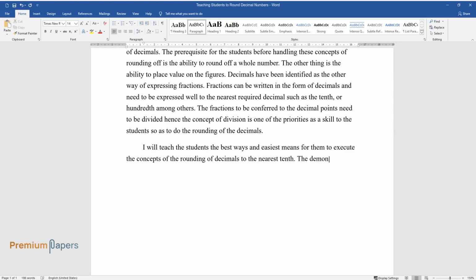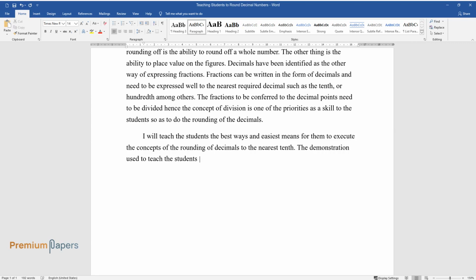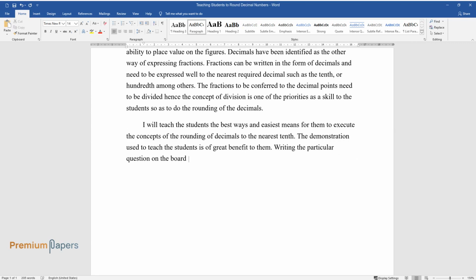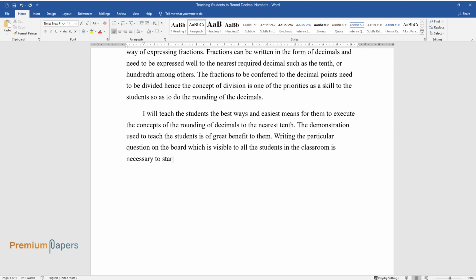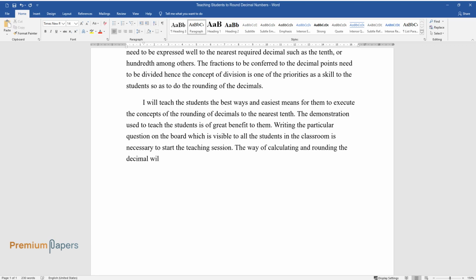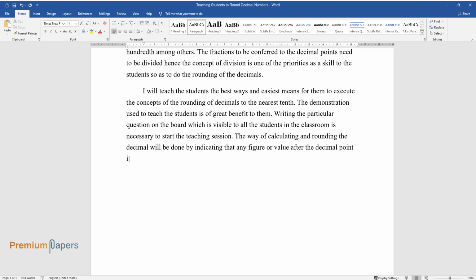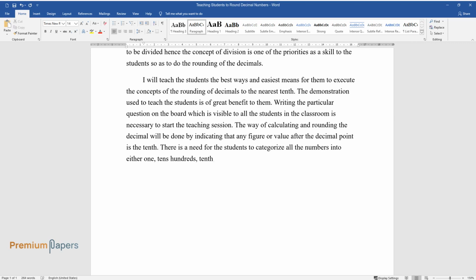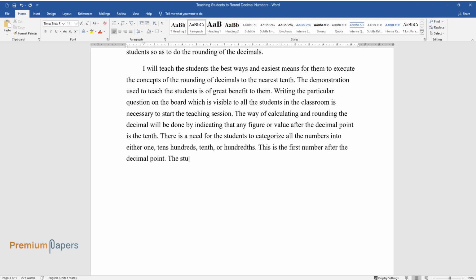The demonstration used to teach the students is of great benefit to them. Writing the particular question on the board, visible to all the students in the classroom, is necessary to start the teaching session. The way of calculating and rounding the decimal will be done by indicating that any figure or value after the decimal point is the 10th. There is a need for the students to categorize all the numbers into either 1s, tens, hundreds, 10ths, or hundredths. This is the first number after the decimal point. The students will be taught how to identify the 10th value.